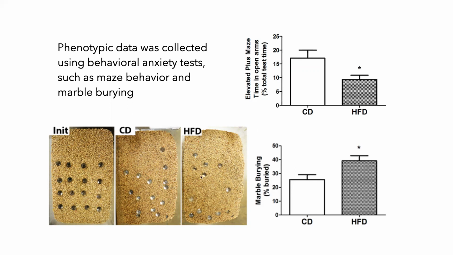And so here you can see this is your initial state of marbles, and here's how the patterns change between the two groups, the regular chow diet and the high-fat diet. As a result of these tests, we can score them, right? And what do the scores show? This is elevated plus maze, time in open arms, as a percentage of total test time. Chow diet, high-fat diet. So the high-fat diet reduces the time in open arms.